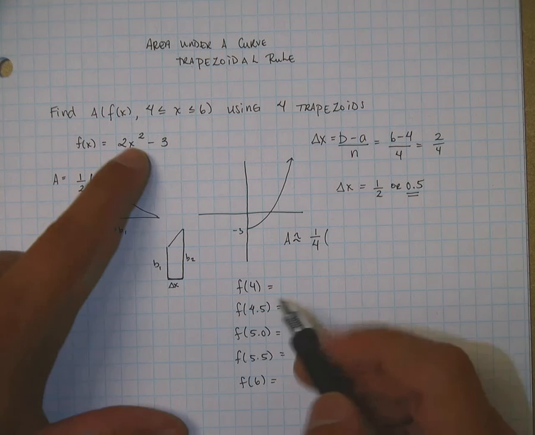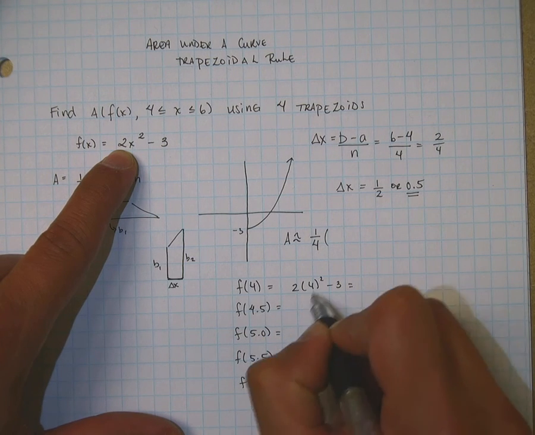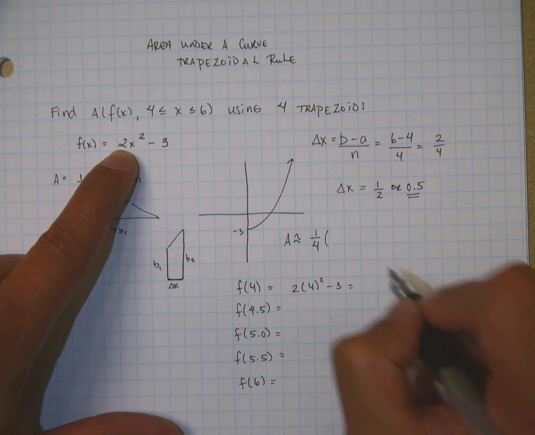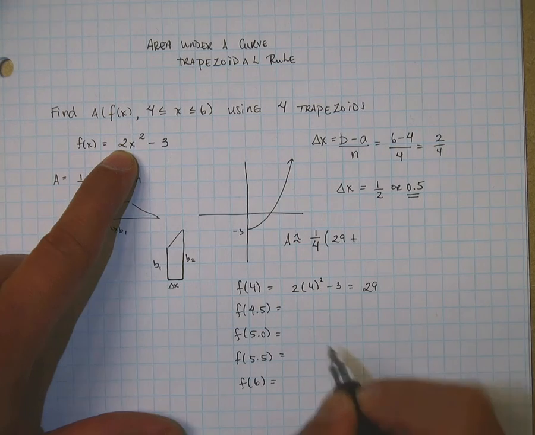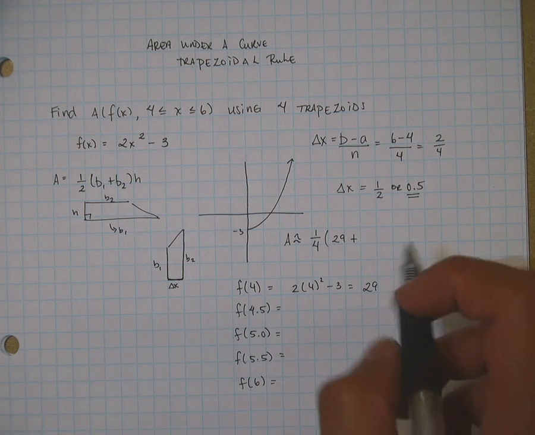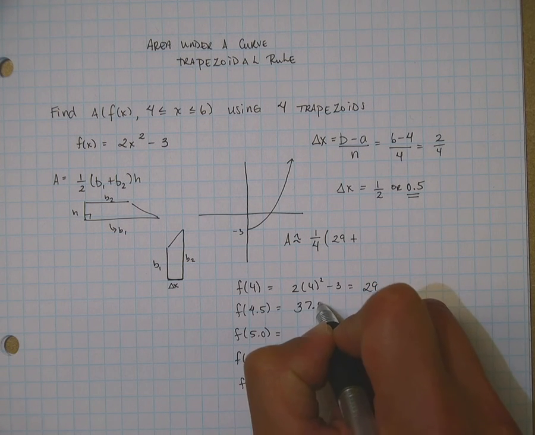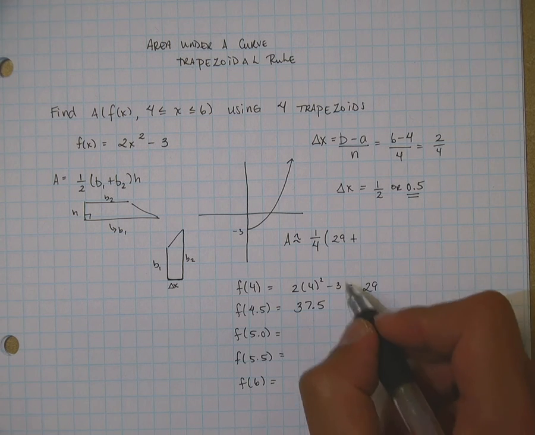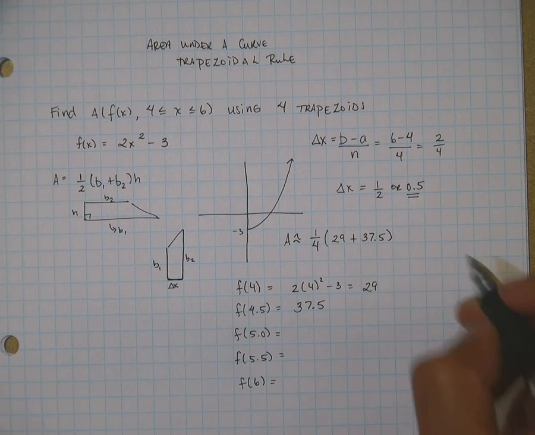So f of 4, you plug it in: 2 times 4 squared minus 3. What is that? 16 times 2 is 32, minus 3 is 29. Plus I need my other one, 4.5. Let me do that in the calculator. 4.5 squared times 2 minus 3 gives me 37.5. So the first trapezoid is going to be 29 plus 37.5. That's my first one.